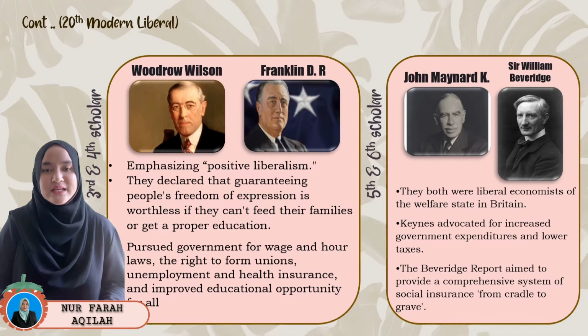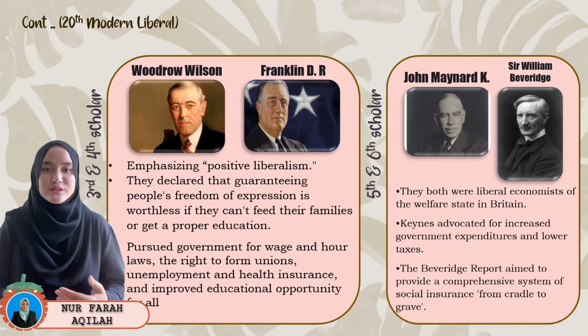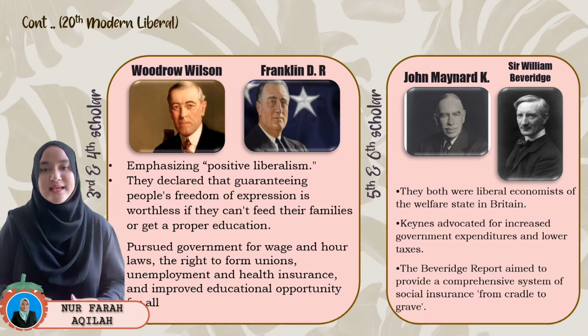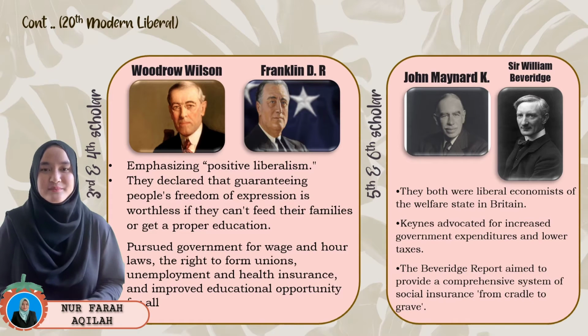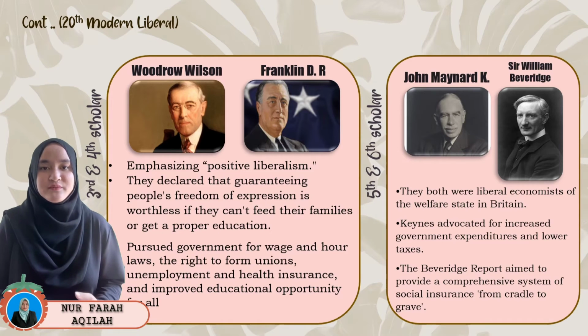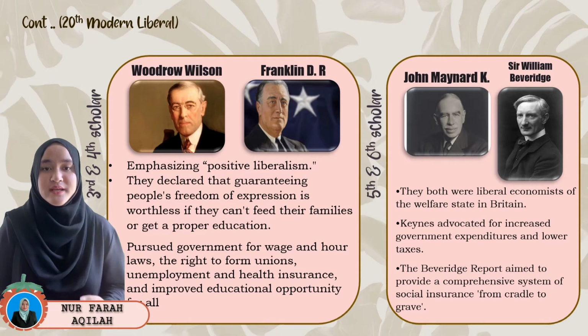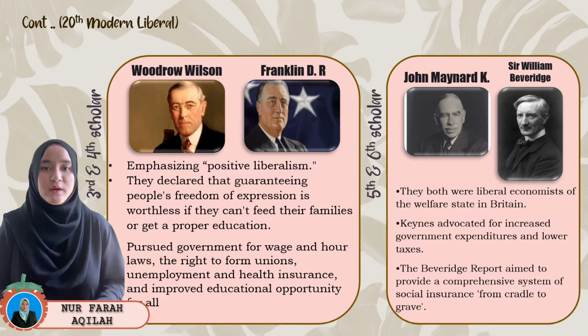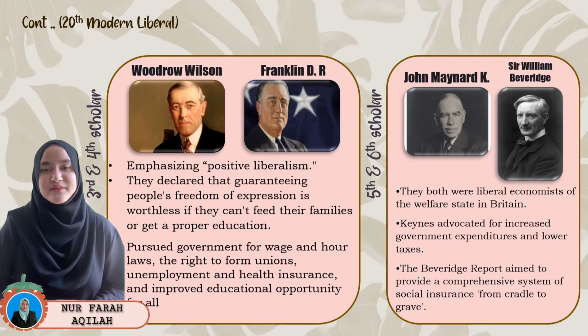In the United Kingdom, we have identified two scholars, John Maynard Keynes and Sir William Beveridge, who were liberal economists of the welfare state in Britain. Keynes advocated for increased government expenditures and lower taxes to stimulate demand and pull the global economy out of depression. As for the Beveridge report, it aims to provide a comprehensive system of social insurance from cradle to grave. It proposed that all working people should pay a weekly contribution to the state. In return, benefits would be paid to the unemployed, the sick, the retired, and the widowed.